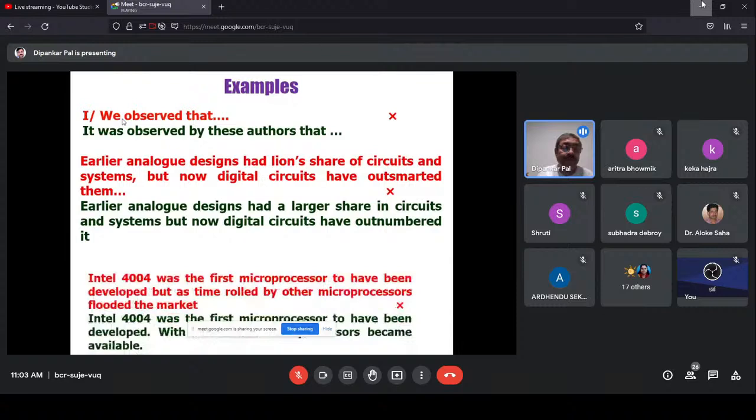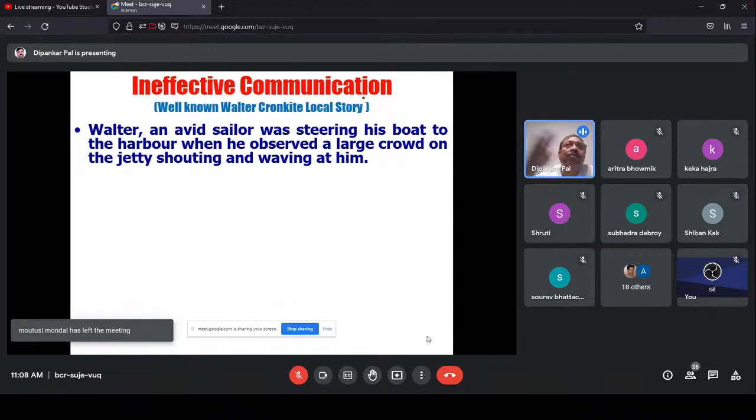Now, I'll give you an example of ineffective communication. This is a very important story. Story means it's basically based on a fact. It's a lesson which is regularly taught in management courses also, known as Walter Cronkite's local story. Walter, an avid sailor, was steering his boat to the harbor when he observed a large crowd on the jetty shouting and waving at him. So this gentleman, Walter, was an avid sailor, and he was returning home, steering his boat back to the dock, and he saw a large crowd there, and the crowd was waving at him.